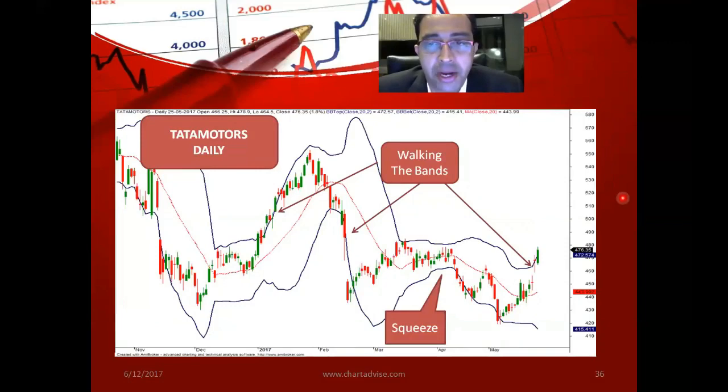You're asking me to repeat about Tata Motors. This is a chart of Tata Motors, where you can see the prices. This is not a squeeze, but this is a squeeze. Here it's too wide, but here it has narrowed. And if prices are not tagging the Bollinger Band, then it is better not to participate in the stock.